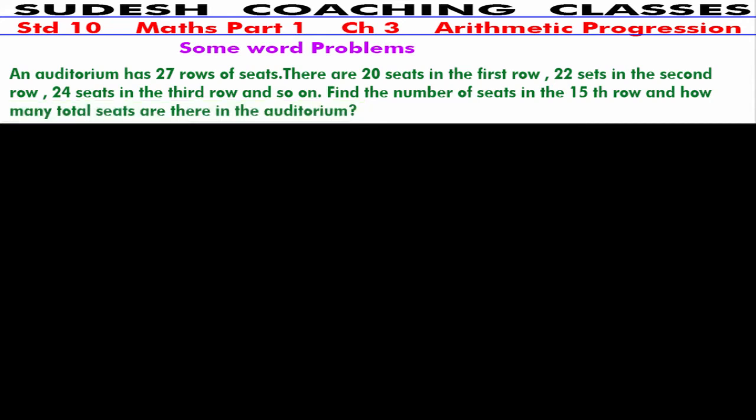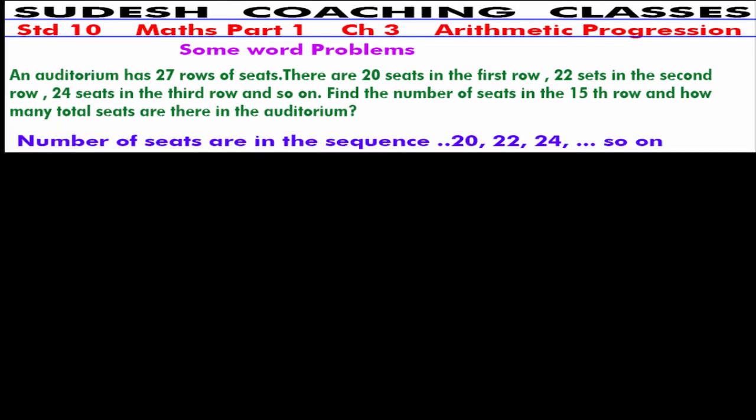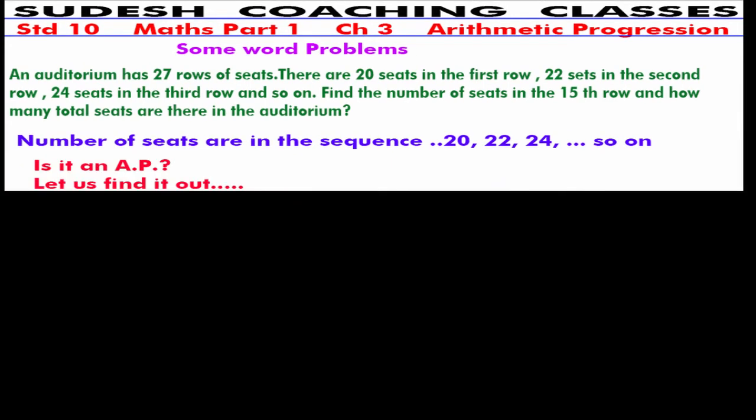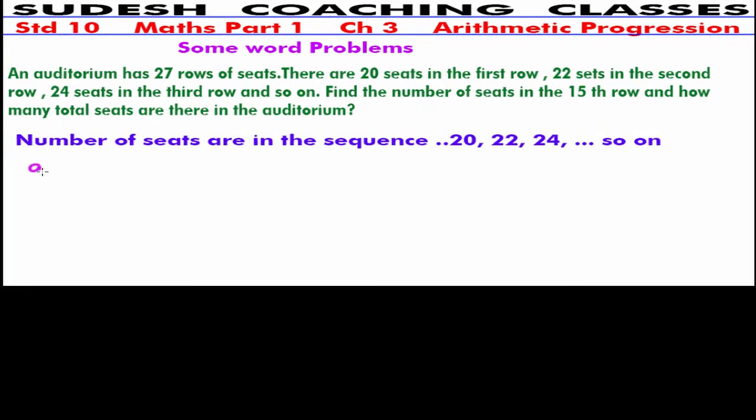So, we are going to write the sequence. What sequence will it be? It will be the number of seats in the sequence: 20, 22, 24 and so on. Is it an arithmetic progression? Let us find it out. How will you find it out? By calculating the D. But first, let us write a is equal to T1 is equal to 20, T2 is equal to 22, T3 is equal to 24.